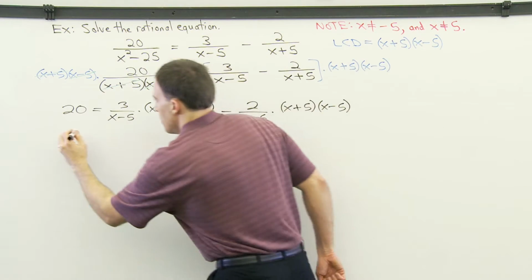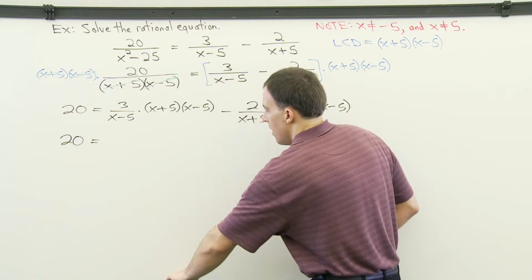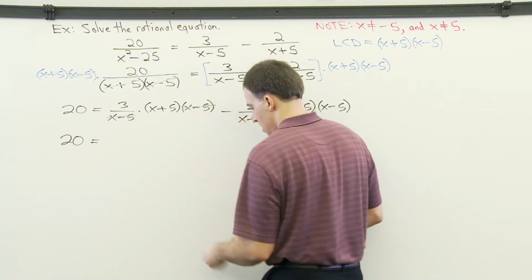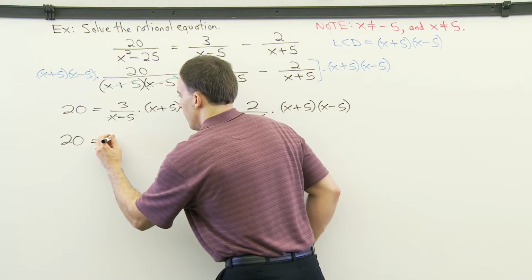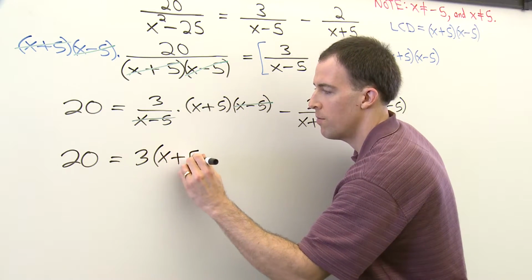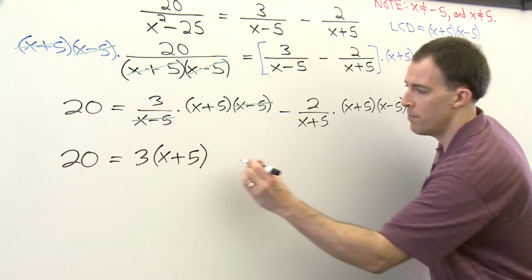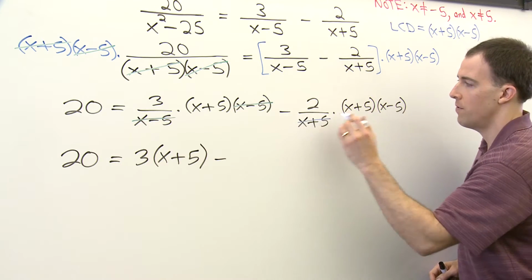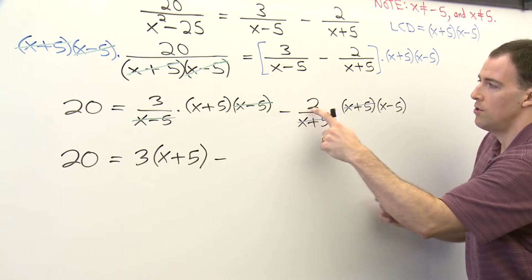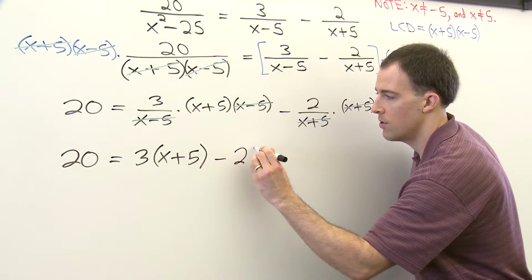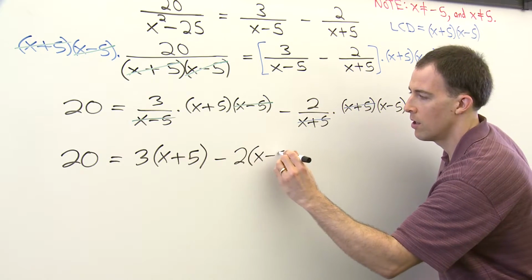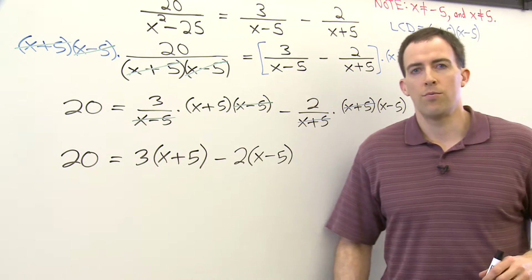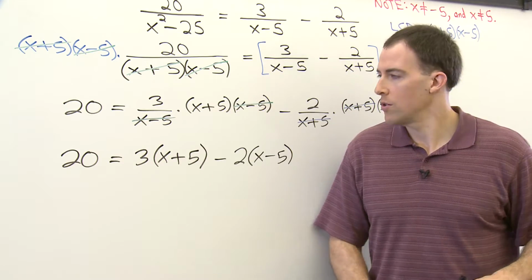So the left side is 20. We're done simplifying the left. On the right side, 3 over x minus 5 times x plus 5, x minus 5. The x minus 5s cancel each other. So we've got 3 times x plus 5, which is going to be 3x plus 15 if you would prefer to write that at this stage. And then minus, for 2 over x plus 5 times x plus 5, x minus 5, the x plus 5 factors cancel each other. So that makes 2 times x minus 5. So we've got a minus and then a 2 times x minus 5. Notice that the fractions have been cleared. The fractions are gone from the equation, and that's good. That was what we're trying to accomplish in solving a rational equation, getting rid of the fractions.